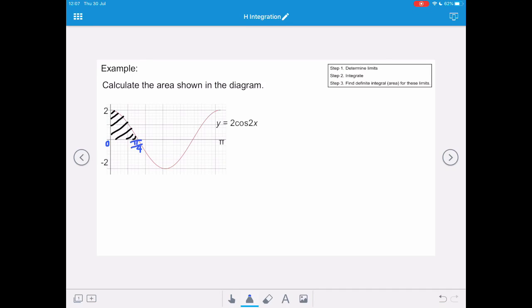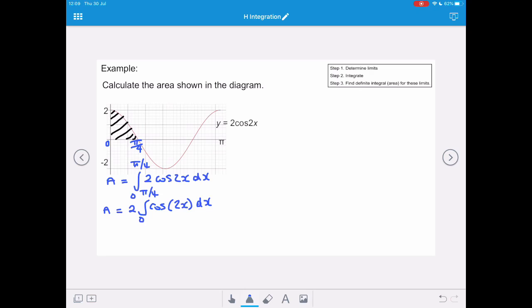So now we can set up our integration. So the area is the integral of 2 cos 2x with respect to x from 0 to pi over 4. And that becomes 2 in front of our integration symbol so that we can integrate the function independent of its coefficient between 0 and pi over 4.